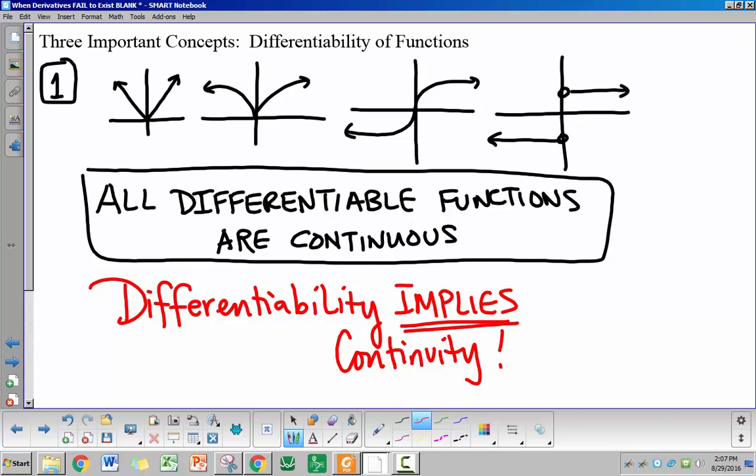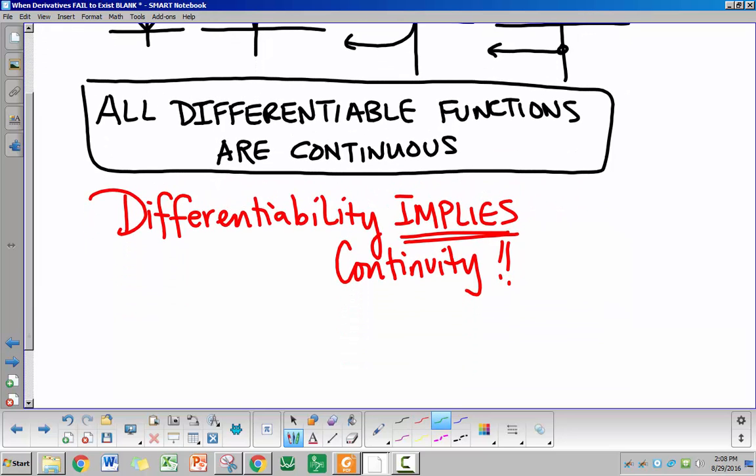That means if on a quiz or a test I say to you, f of x is differentiable from negative infinity to infinity, what am I telling you without telling you? It's continuous. But if I say you have a function that's continuous from negative infinity to infinity, I'm not telling you anything about its differentiability, okay? So that's the first thing. So the converse is not true here.